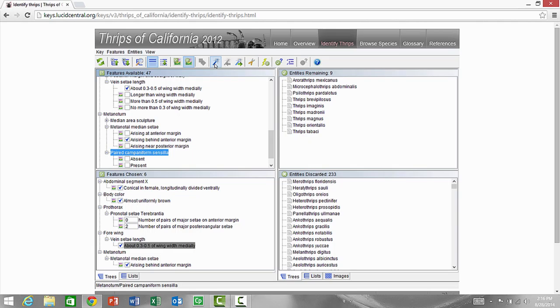The next best character now is paired campaniform sensilla. So I know those of you that are not thrips specialists, you probably have no idea what that is. But we're talking about the metanotum, and it's paired campaniform sensilla. You'll see in the key we're talking about the metanotum. So I'm going to get our specimen and try to get in focus the metanotum.